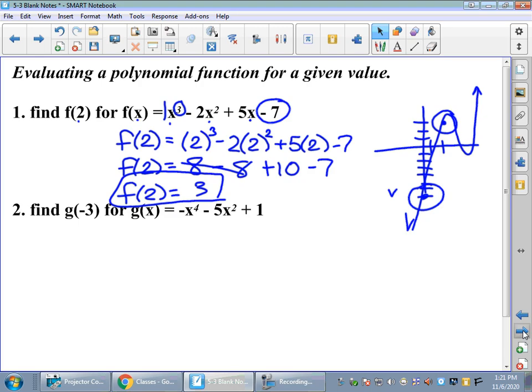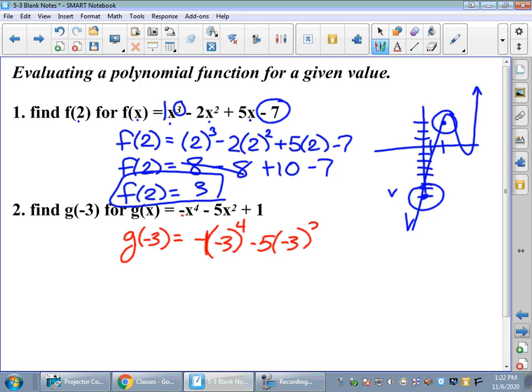Okay, number 2 for the function g of x, different function, different letter out in front. That's just a name, g of x. So g of x in terms of -3. Careful, the first negative is just the negative outside. You're multiplying this -3 to the 4th by a -1. Minus 5 times -3 squared plus 1. Big mistake is people think this negative here is this negative here, and that's incorrect.